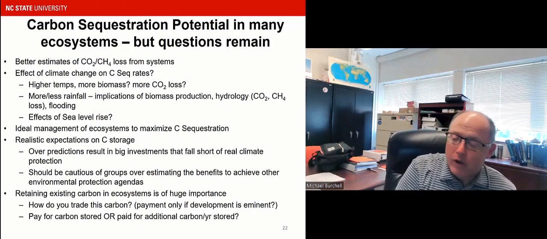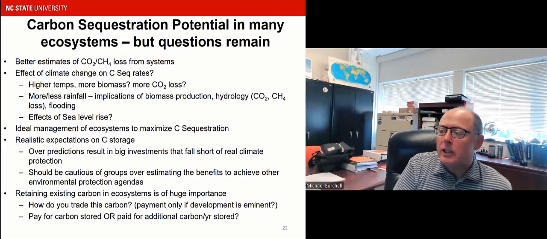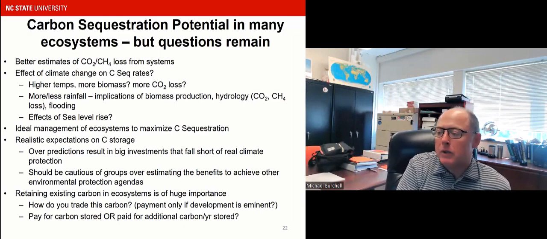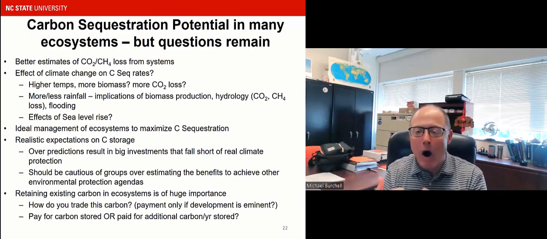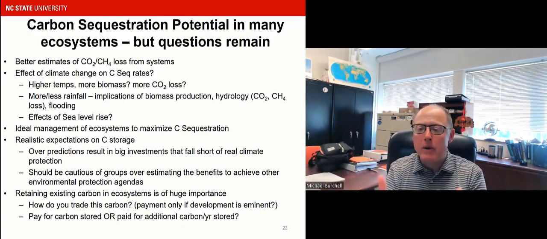And in places like North Carolina, what's the effect of sea level rise going to be? We're going to have salinity coming in and affecting not only the biomass coming in, but also the amount of loss from die-off of our forests. So we're still looking at ideal management of ecosystems to maximize carbon sequestration. We're trying to figure out what our realistic expectations of carbon storage should be. I think we all would love to think that these ecosystems could save us, but if we overpredict it, it results in big estimates that fall short of real climate protection.